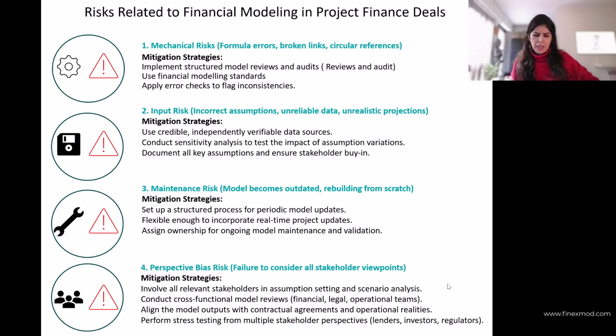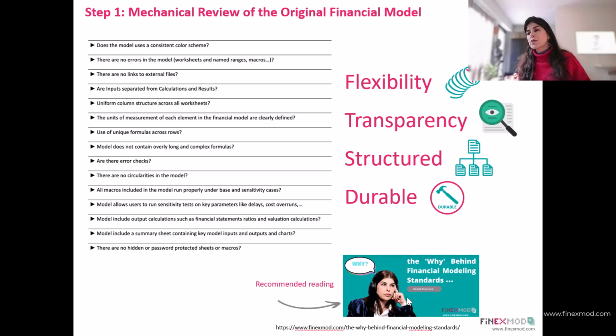So the first thing is to build our model based on a set of standards, financial modeling standards, okay? In the early 2000s, some real pioneers came up with a set of standards. They identified the problem of errors in the models, and to mitigate it, they came up with a set of simple rules that help us to have more structured models.